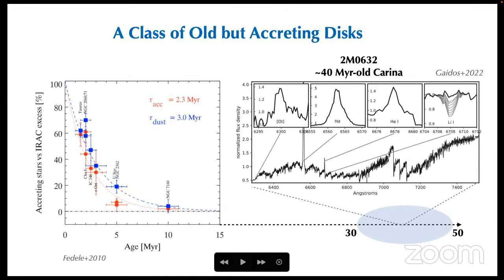For now, this type of system is small in number, about 10. Here I'm just showing one example. This is a young system, not so young anymore, belonging to the 40 million year old Carina young moving group.